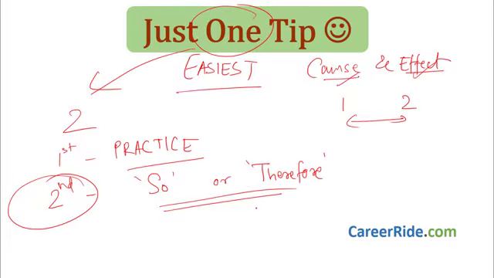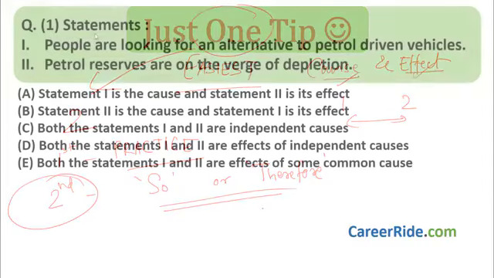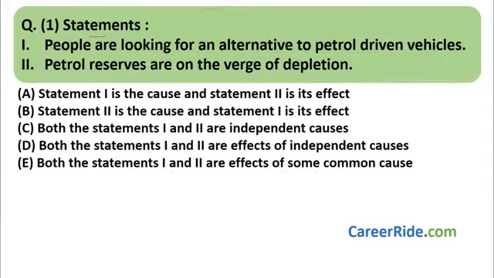Let's move on to question number 1 and understand the tip. Statements. First one, people are looking for an alternative to petrol driven vehicles. Second one, petrol reserves are on the verge of depletion. Now this is the format of the question. They give you the two statements and they give you 5 options. Let us understand what the 5 options are.